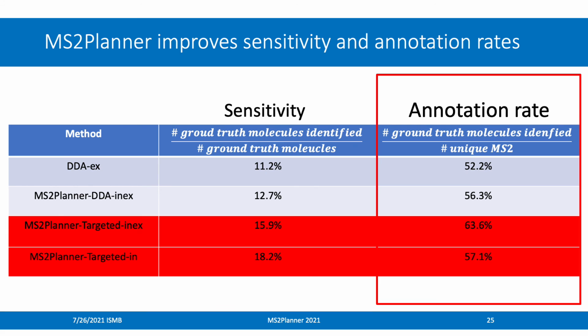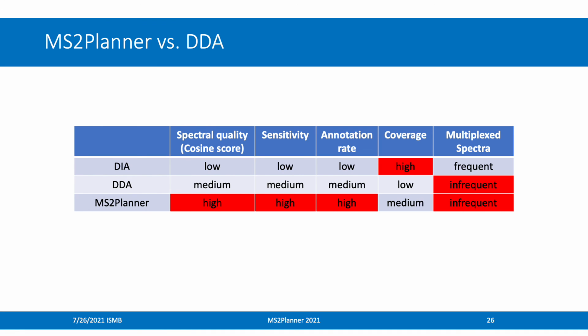The annotation rate is the number of ground truth molecules identified by spectral library search over the number of unique MS2 collected by each method. And you can see that in terms of either sensitivity or annotation rate, the two targeted mode with MS2Planner inclusion list perform better than the DDA. To compare MS2Planner with DDA, in terms of spectral quality, sensitivity, annotation rate, coverage, MS2Planner is better than DDA.